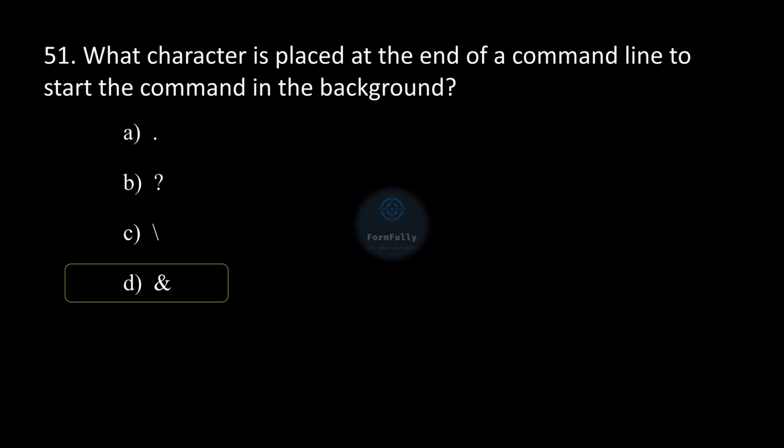The dot typically represents the current directory in a file path or is used as a prefix of a file name extension. The question mark is often used as a wildcard character in command line operations to represent a single character in file or text matching. The backslash is commonly used as an escape character or for specific functionalities within command line commands, but not for running commands in the background. So the correct option is ampersand.